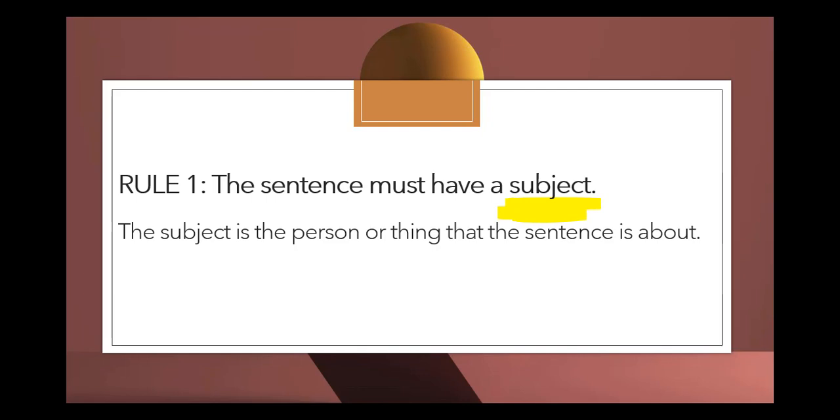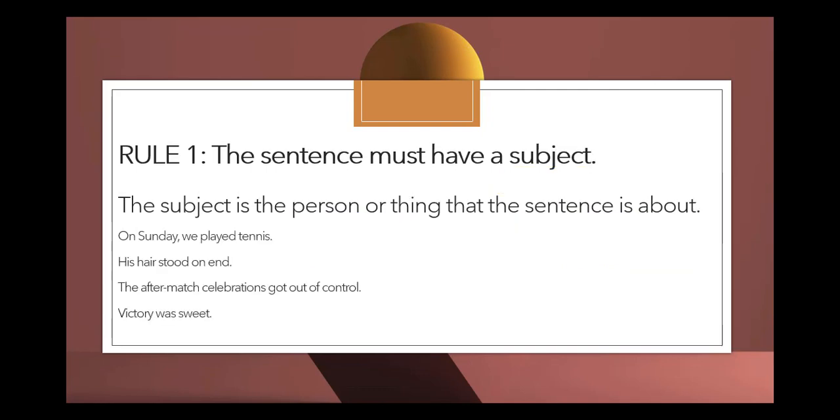All right, and there needs to be somebody in the sentence, a person or a thing that the sentence is about. And you might wonder how you could have a sentence that doesn't have a person or a thing that the sentence is about in it. In a second, I'm going to show you that actually it does happen. All right, so more on how the sentence needs to have a subject. The subject is the person or thing that the sentence is all about.